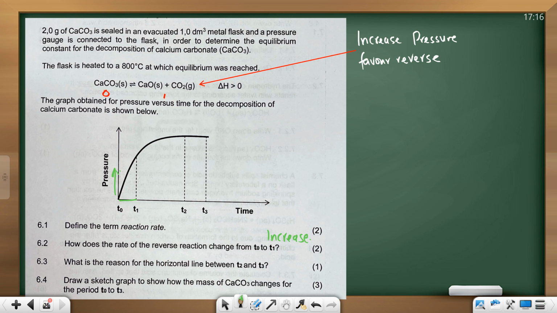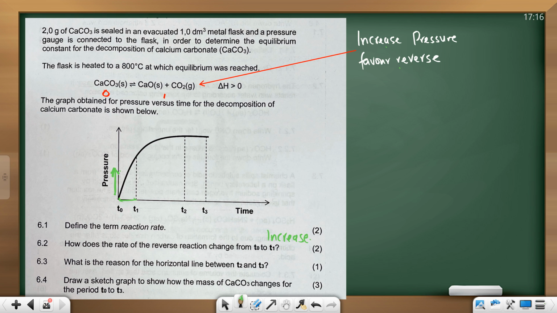You look lost. Where are you lost? T0 to T1. What's happening to pressure? So if we increase pressure, which one is favored? The reverse. Why is the reverse favored? Fewer number of moles of gases.